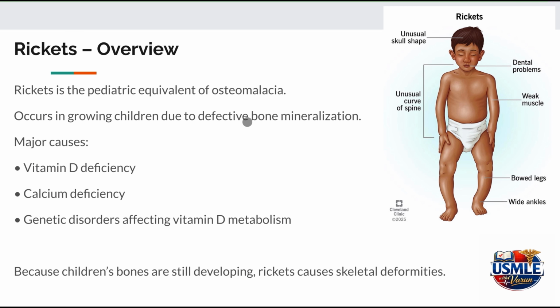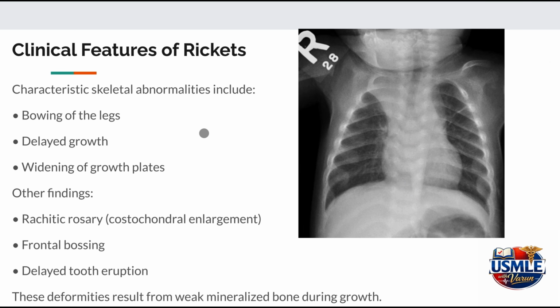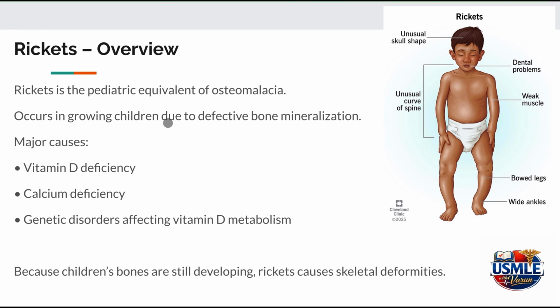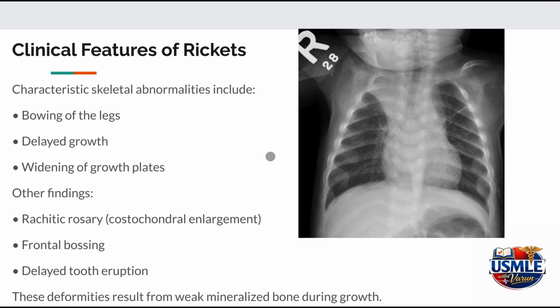Rickets is essentially the pediatric form of osteomalacia. It occurs in children when vitamin D deficiency interferes with normal bone mineralization during growth. Because children's bones are still developing, defective mineralization leads to skeletal deformities. Children with rickets may develop several characteristic skeletal abnormalities. These include bowing of legs, delayed growth, and widening of growth plates.